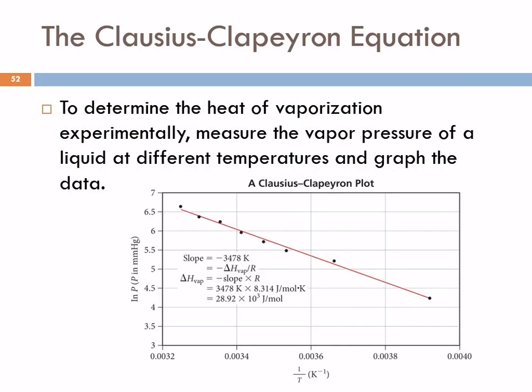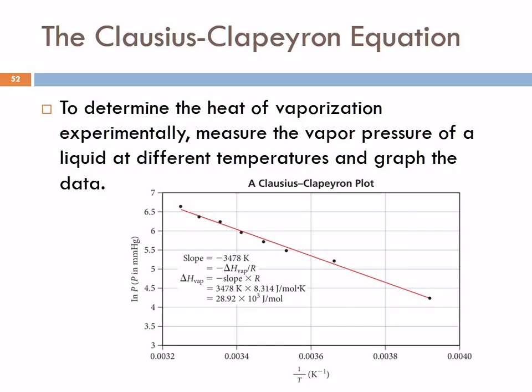I don't know what substance this is, but they measured the vapor pressure in millimeters of mercury and took the natural log of that and graphed that on the y-axis versus 1 over temperature. Again, we need to use Kelvin for things like this. And so we get this line. You use a computer to get the best fit equation for the line.